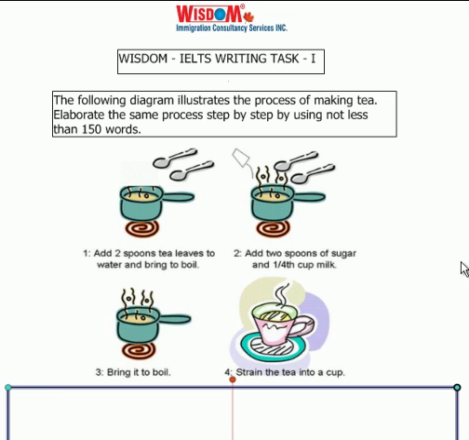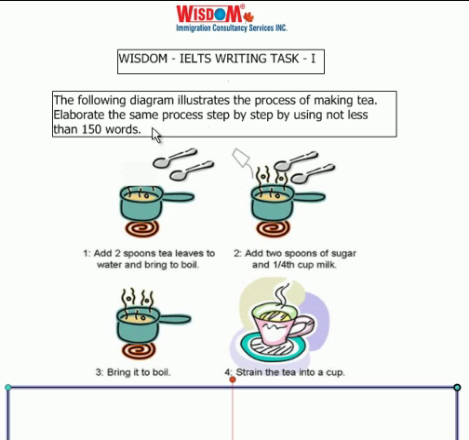This video is copyright. Today we will do another writing task 1 for the academic module of the IELTS test. Now we've done a lot of bar charts and pie graphs, so this time we're going to do a process chart. If you see, this is a very interesting figure that is given in front of us. The following diagram illustrates, that means shows, the process of making tea. Elaborate the same process step by step by using not less than 150 words.